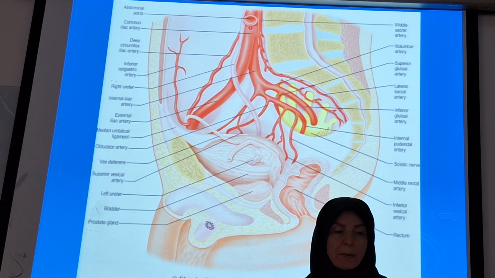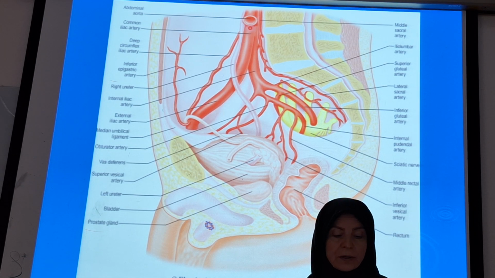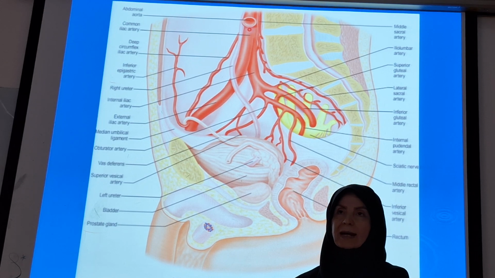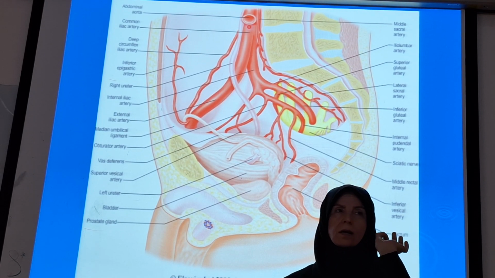Okay, the rest of the structures we will leave for tomorrow, at 1:20.